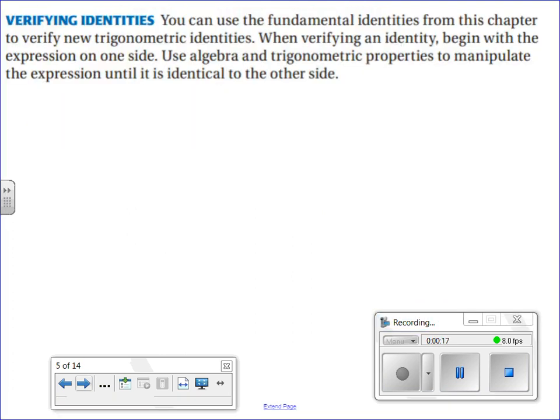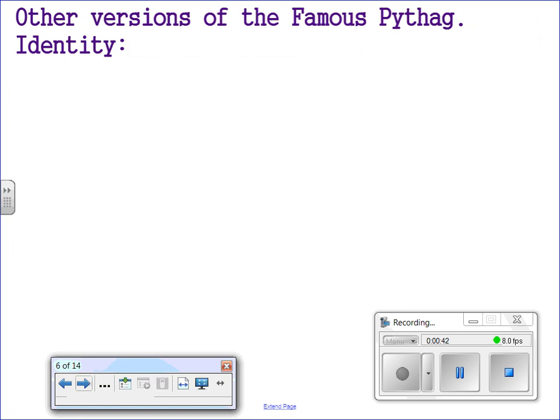All right. So when we start off, I'm just going to kind of talk. You're going to basically be using the identities off the sheet to verify new identities. When you're verifying an identity, you'll begin to work with one side. You'll always be working on that one side until it matches the other side. That'll make sense in a few slides. But before we get into actually doing those verifying problems, I want to write down some other versions of the famous Pythagorean identity. Other versions you might see pop up today.